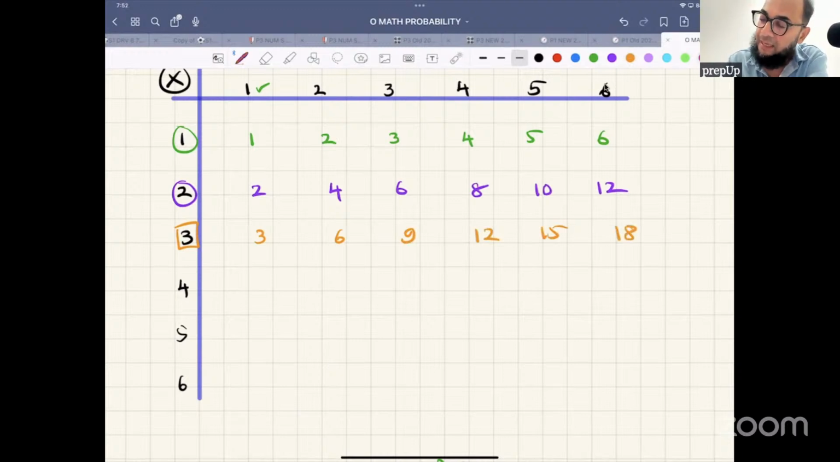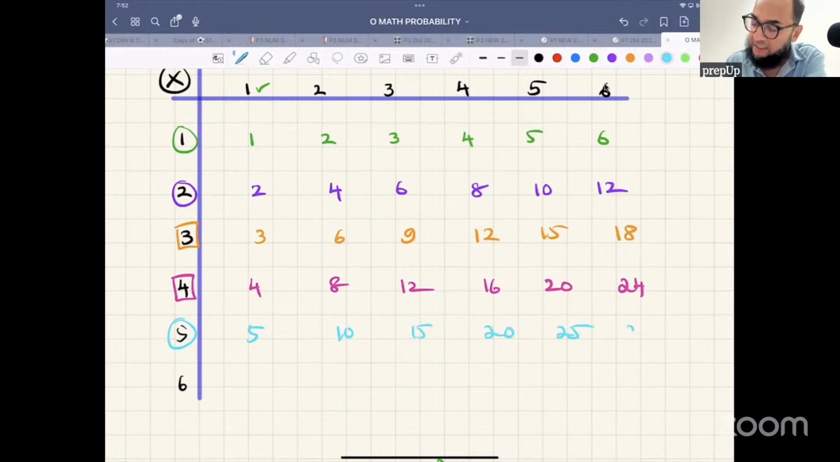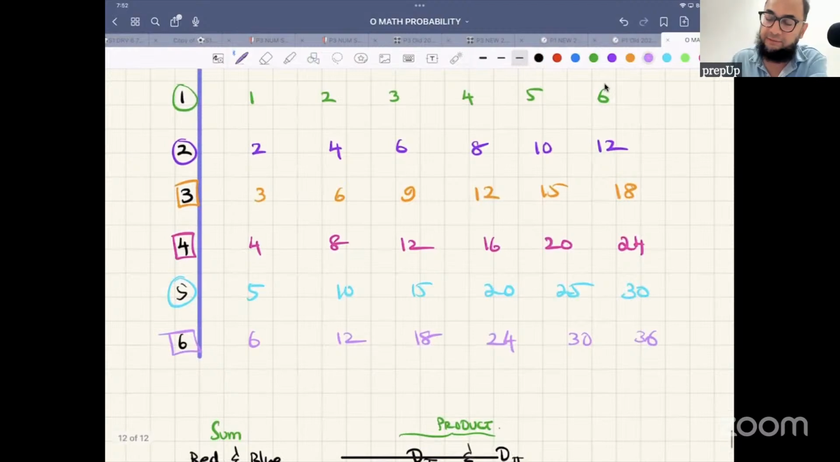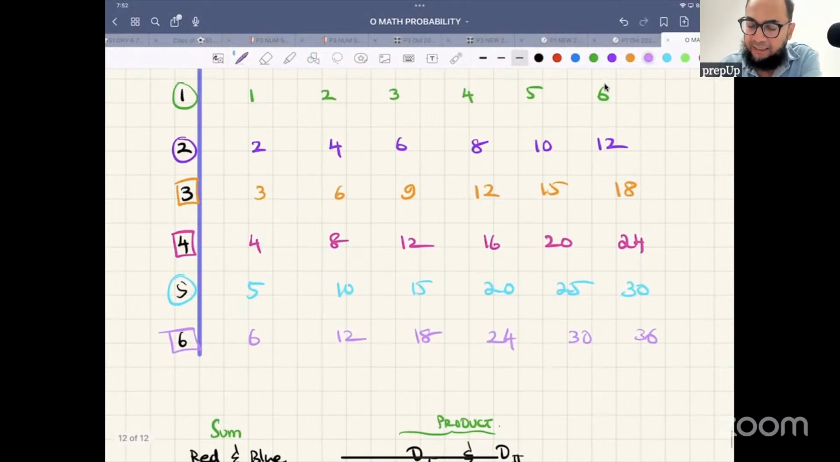Let me use the next one. That is 4, 4, 8, 12, 16, 20, 24. Let me use the 5 table. That is 5, 10, 15, 20, 25, and 30. And last but not the least, that is the 6 table. Let me use another color. That is this over here, the 6 table. That is 6, and this is 12, 18, 24, 30, 36. And again, they can ask you a lot of different possibilities.